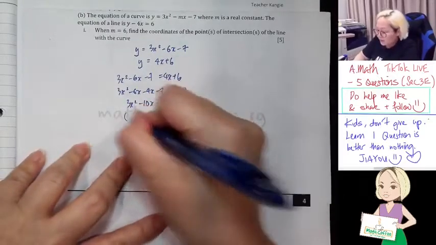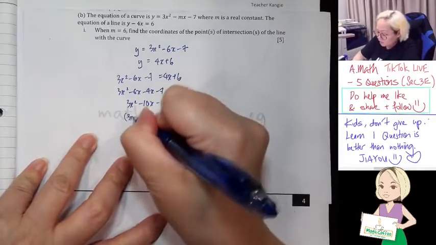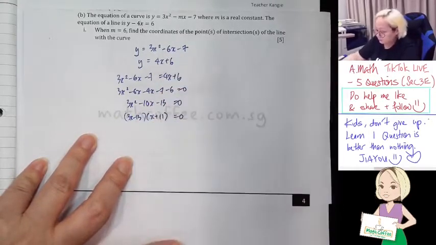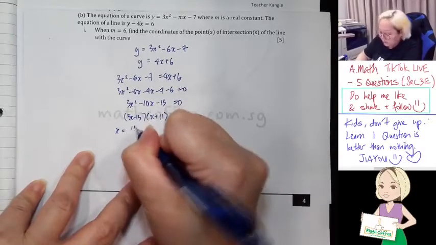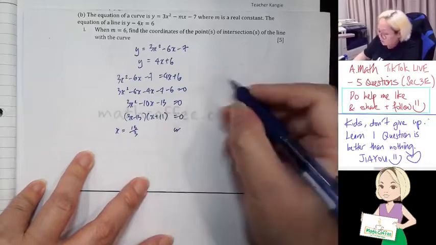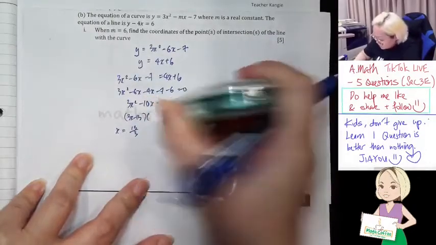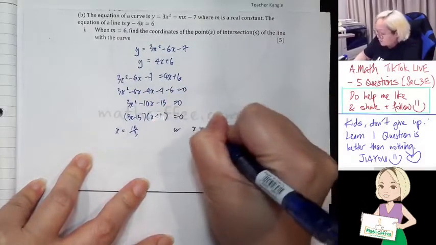Okay, so after that, I'm going to factorize this. So it will be 3x minus 13 and x plus 11. And we're going to solve. So x will be equals to 13 over 3. Or, sorry, this one is not 11, I wrote it wrongly. It should be x plus 1. So x equals negative 1.